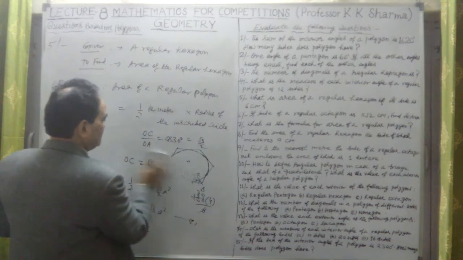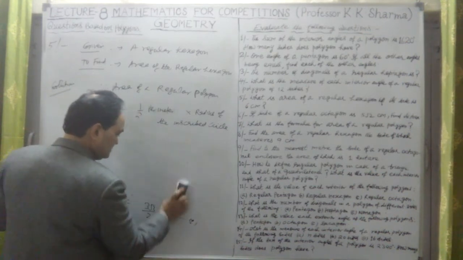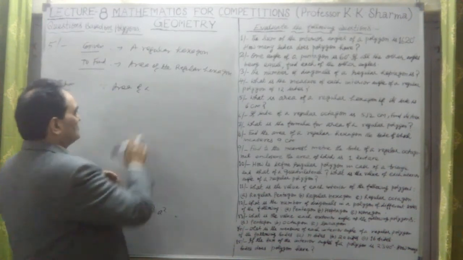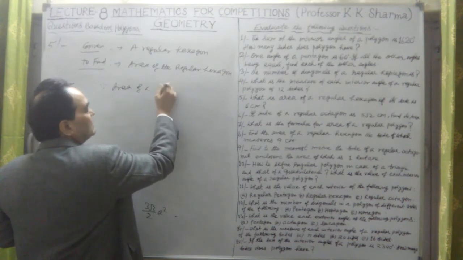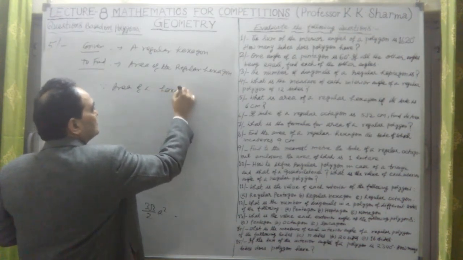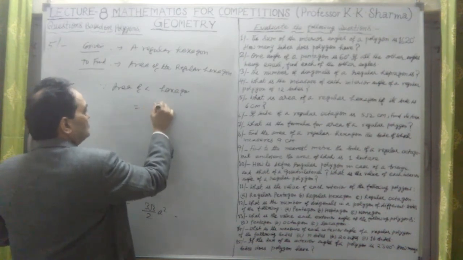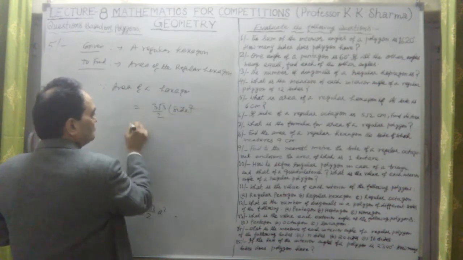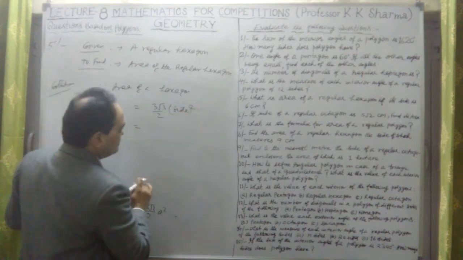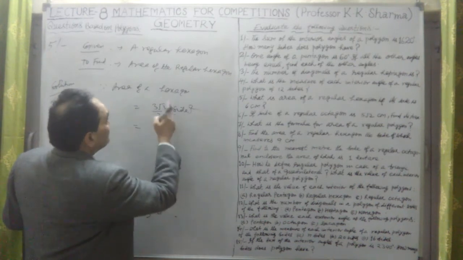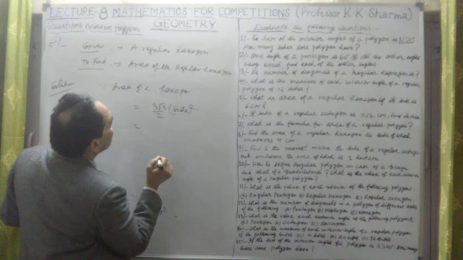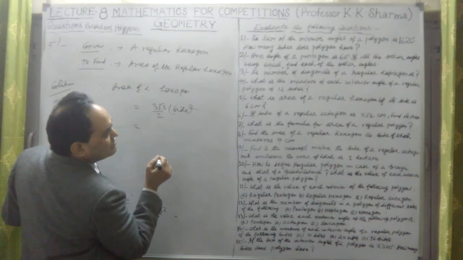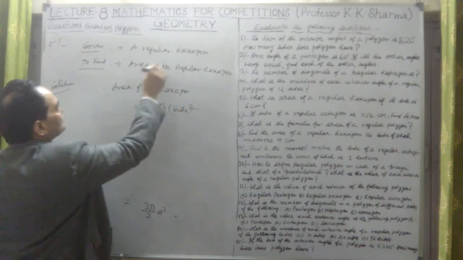Okay, so let me put here the formula for a regular hexagon and then area. Area of a regular hexagon in this case is equal to 3 root 3 upon 2 into side square. This is the formula here. Let us take this question. What is the area of a regular hexagon of side 6 centimeter? Side is given, I'm sorry.